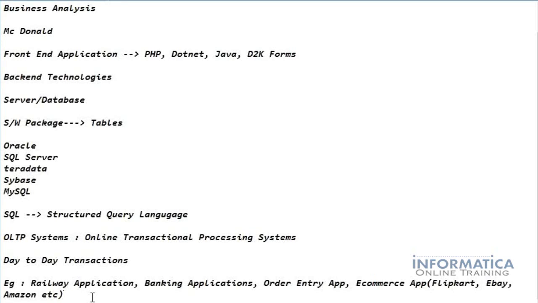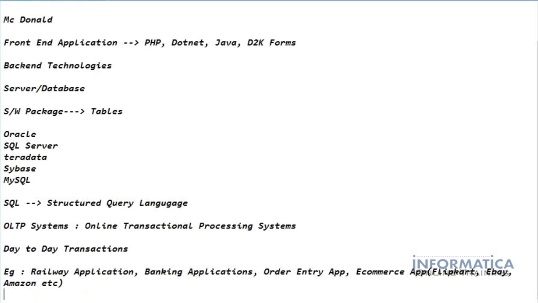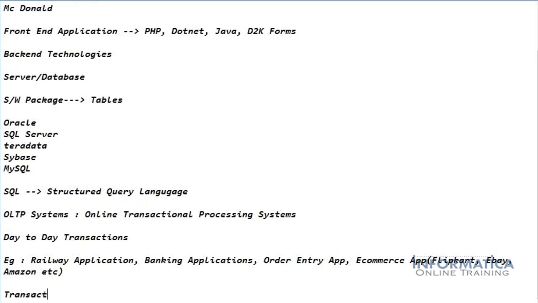So whenever you book a product in this OLTP system, let us say if you take an example of Amazon, what is going to happen? You are going to add the data to the OLTP databases. That is nothing but a transaction. So you are going to do transactions by using these OLTP systems.